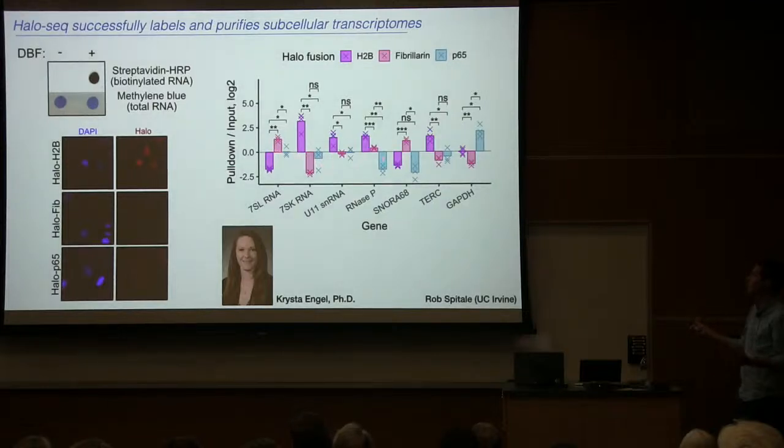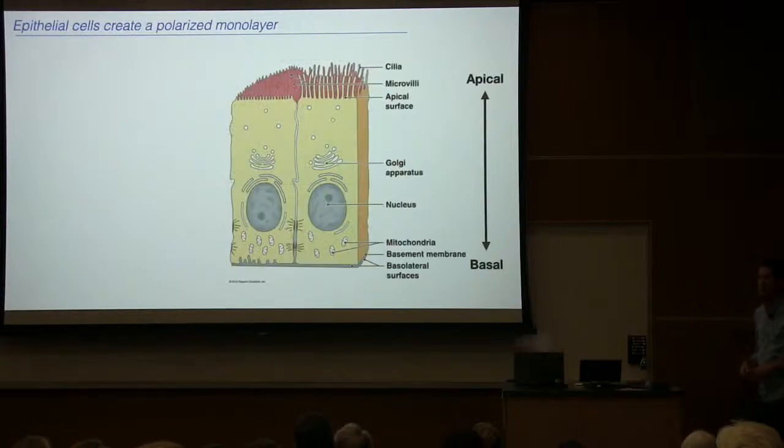So for example, 7SL is known to be very localized to the nucleolus. We only really pull it down when we've got our halo protein fused to fibrillarin, which is also nucleolar. And the rest of these are other positive controls that make a bunch of sense. So, okay, this method works. Can we apply it to a system that's a little more interesting, like epithelial cells?